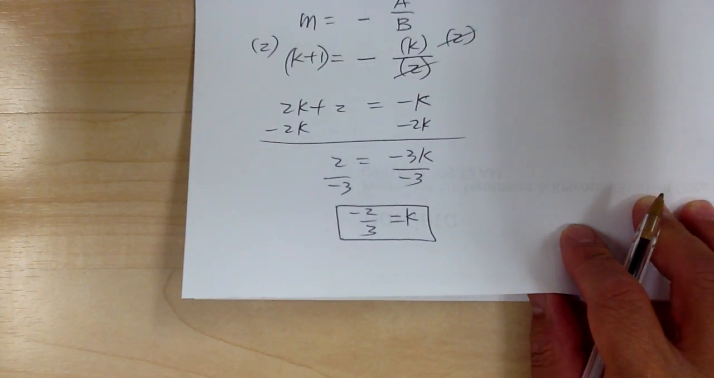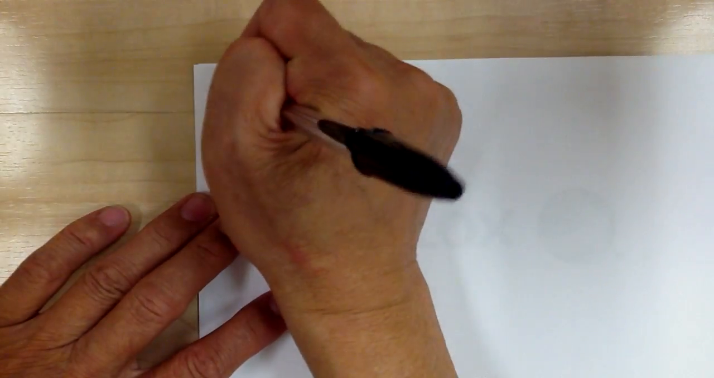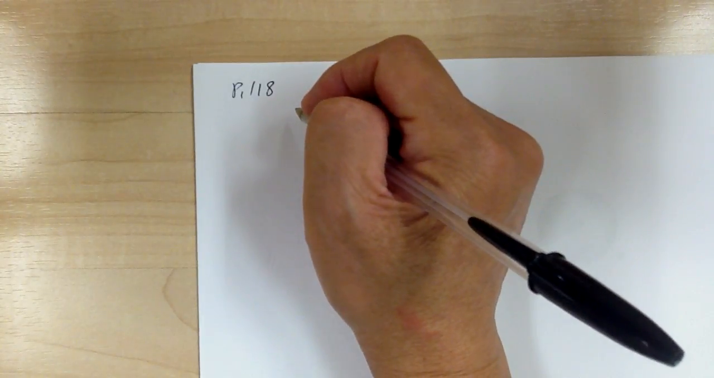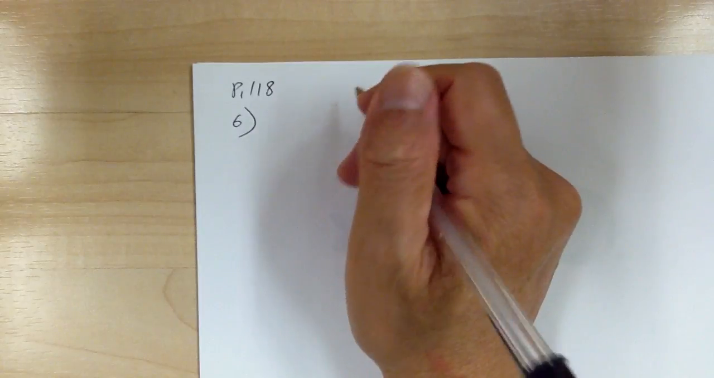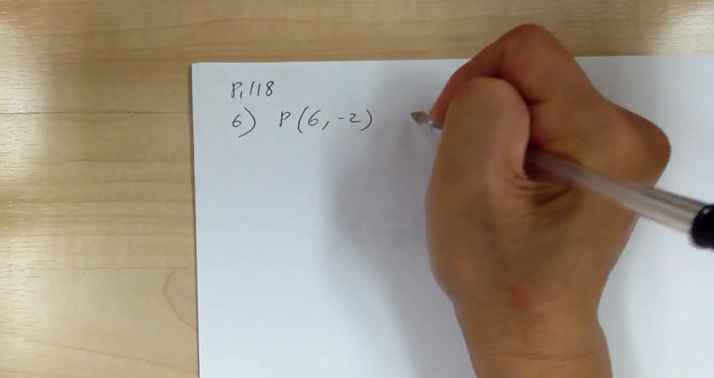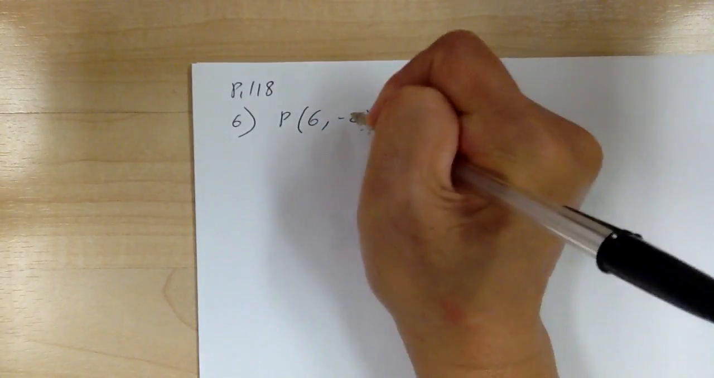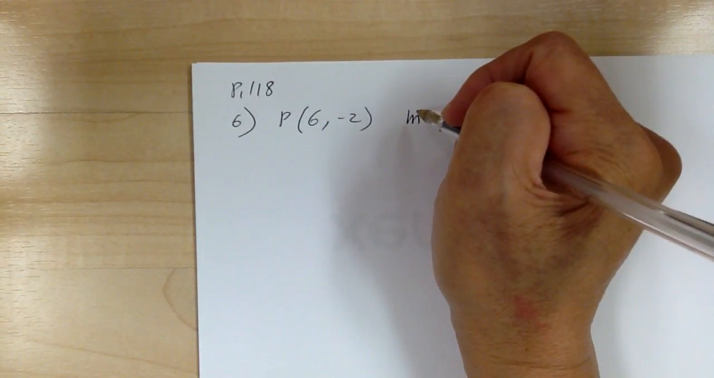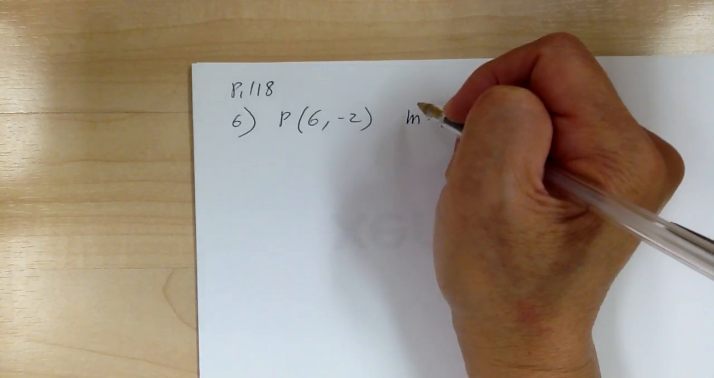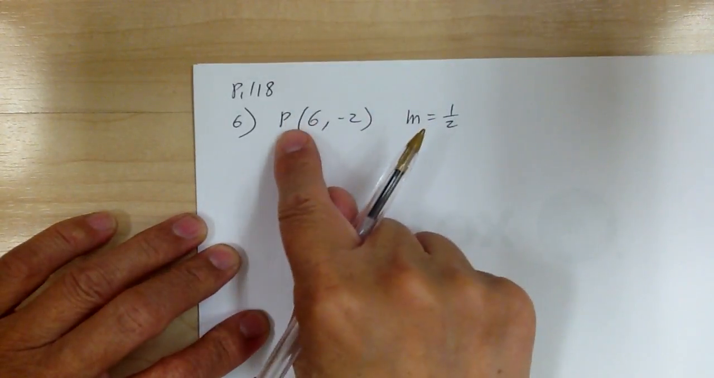Okay, let's go to page 118. Page 118, let's do number 6. You have the point (6, negative 2). You got m equal to 1/2. And this one says you want to write the equation in standard form. So you have the point, you got the slope.